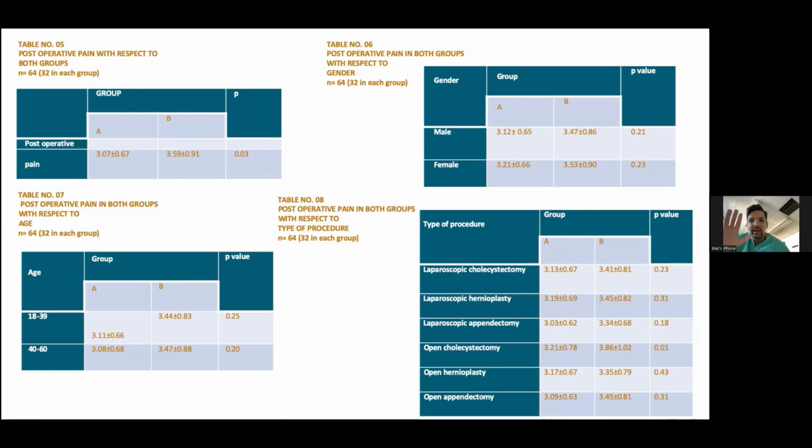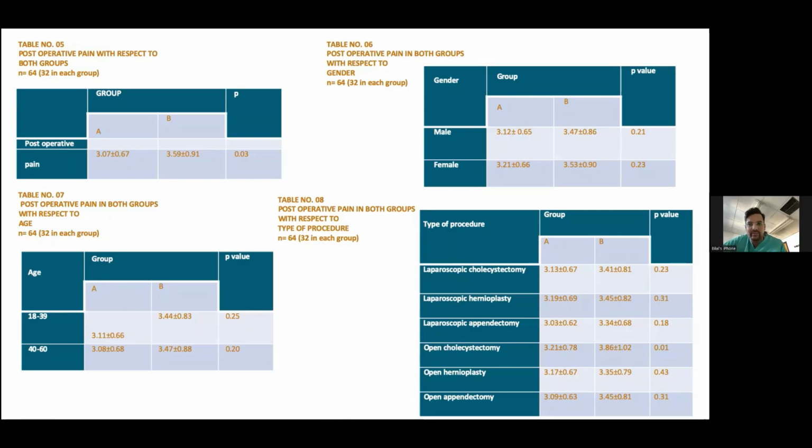Okay. Next, table 6, you can see the pain perception gender wise. In group A, 3.12 in males, group B 3.47 in males. So the p-value of the difference is 0.21. In females, it's 3.21 in group A, 3.53 in group B, and the p-value is 0.23.